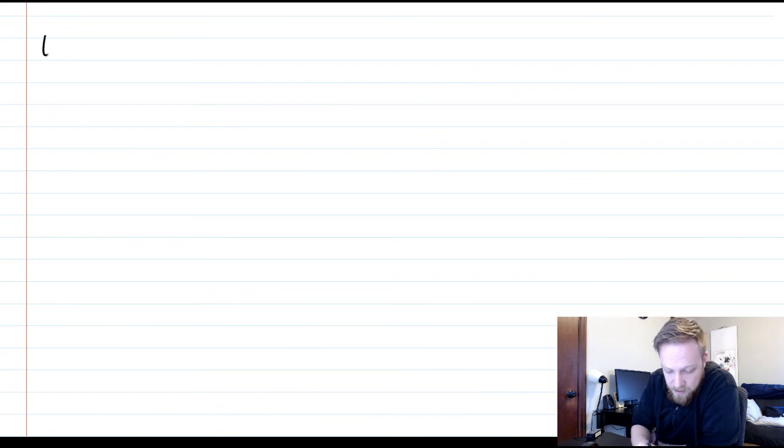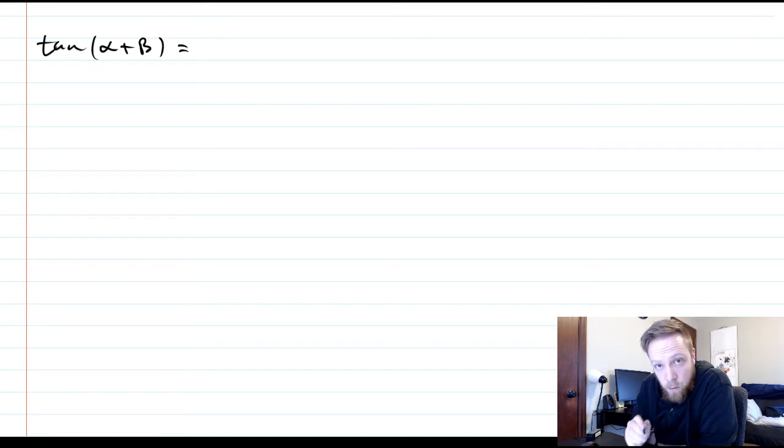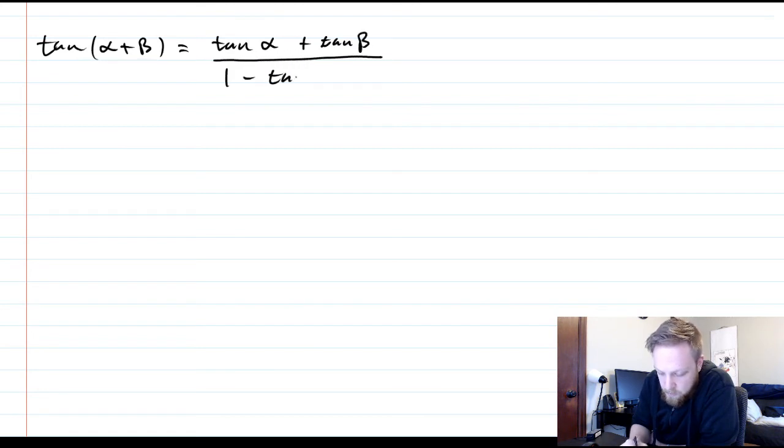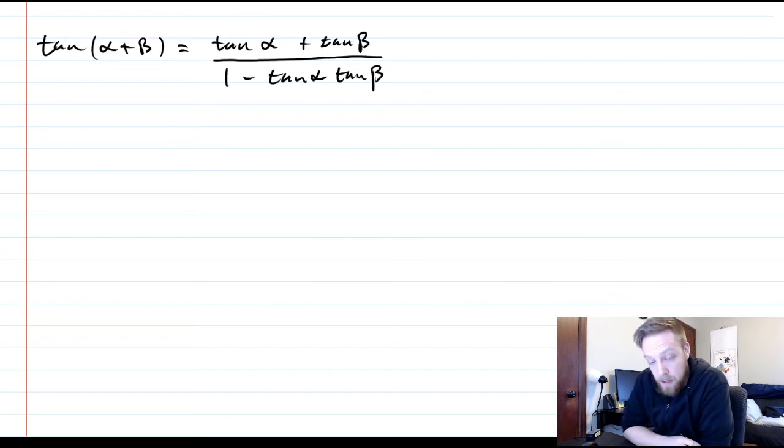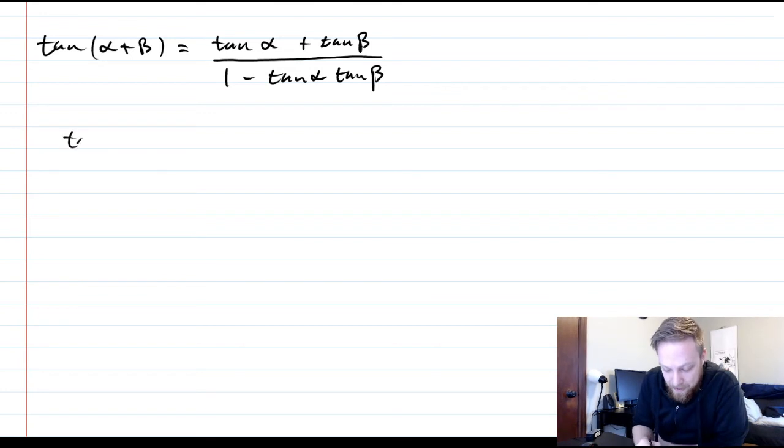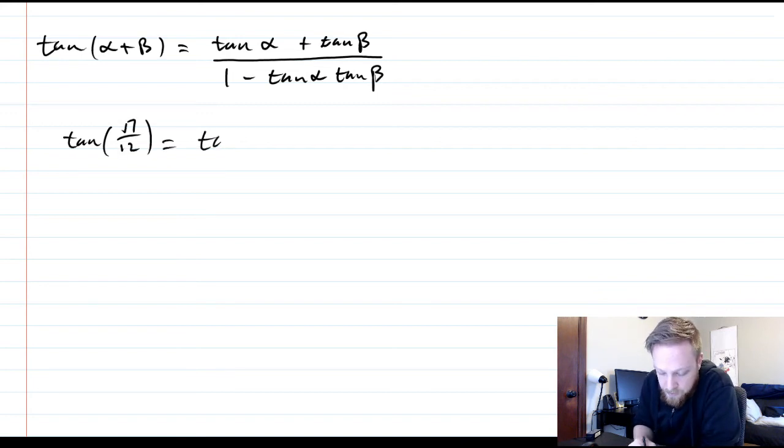One other thing, tangent also has an alpha plus beta rule. It's not used quite as much, but you still need to know it. Tangent of alpha plus tangent of beta all over 1 minus tangent of alpha tangent of beta. We're going to do one of these, and you have to be persistent, because let's say we wanted to do tangent of pi over 12. We already know that this is the same as tangent of pi over 3 minus pi over 4.